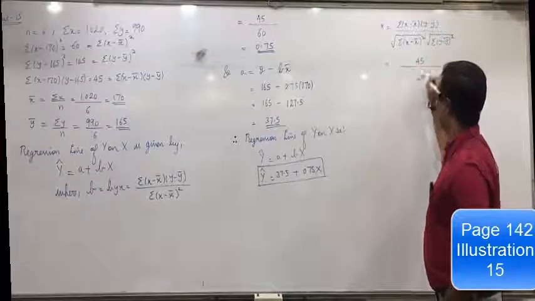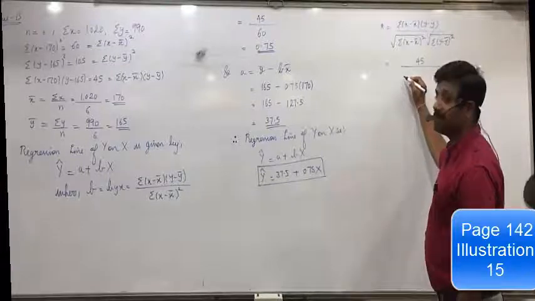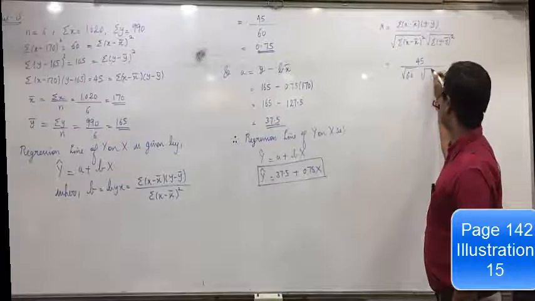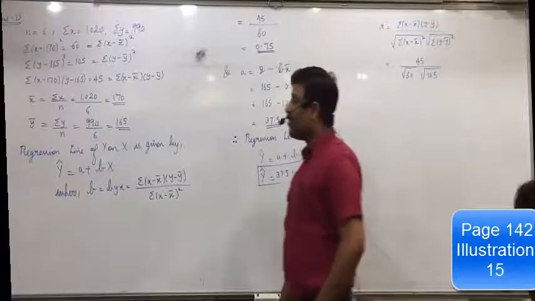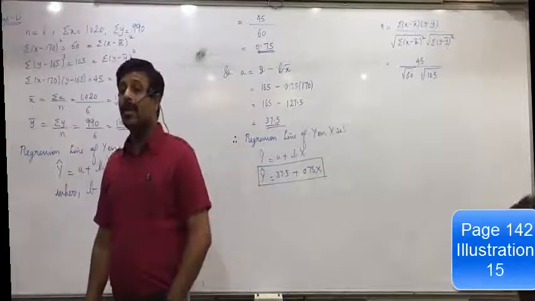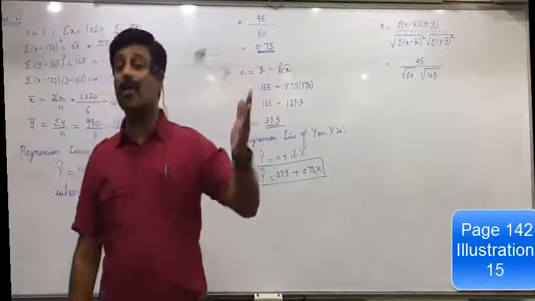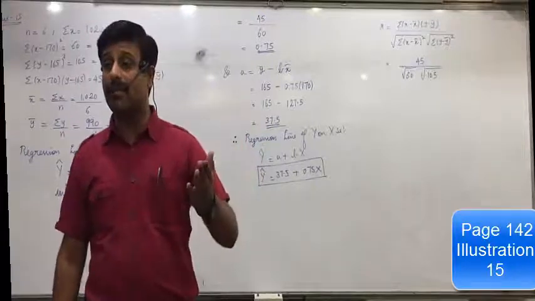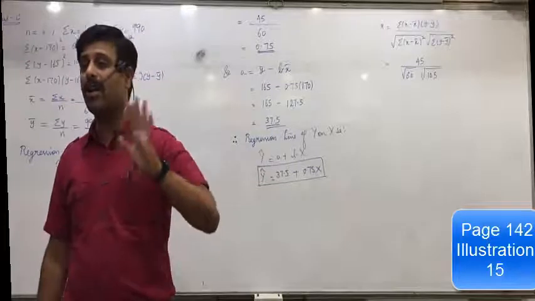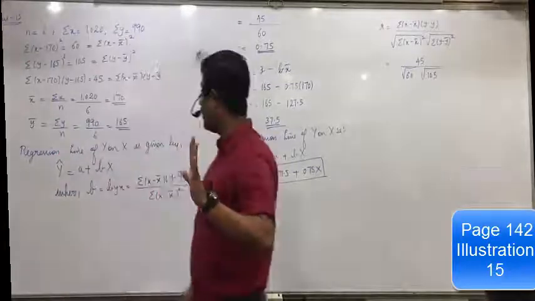45 upon 660 square root of 60 and square root of 105. See, that's why you are given y minus y bar square also in this question. Otherwise, in the earlier 3-4 questions we have done so far, we did not find y minus y bar square. And I told you, only if coefficient of determination is required do you need y minus y bar whole square.